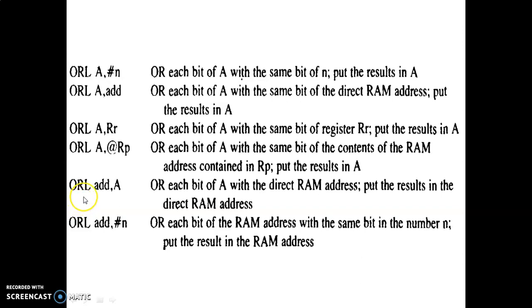Coming to the fifth instruction, ORL address, A. This instruction performs the logical OR operation between the accumulator content and the content in this particular address location and transfers the result to this particular address location.